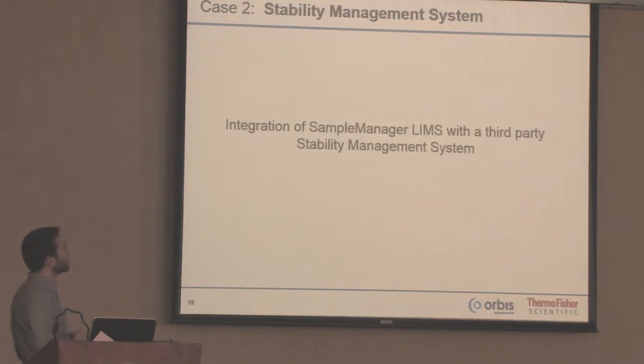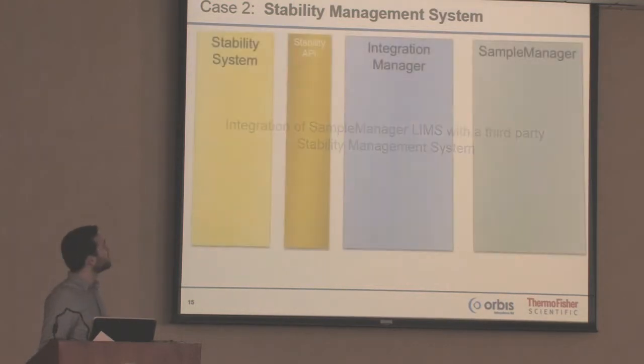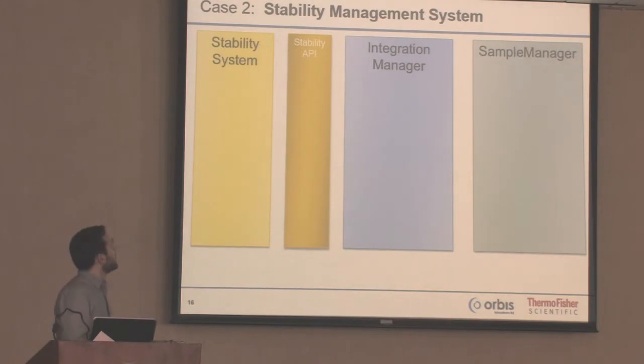Our second case is with a stability management system. So we're integrating this with SampleManager. So here we have a stability system, our integration manager, and our SampleManager. And we have this stability API, which is an application product interface. So the stability management system came with this product interface that enabled writing and reading of results.